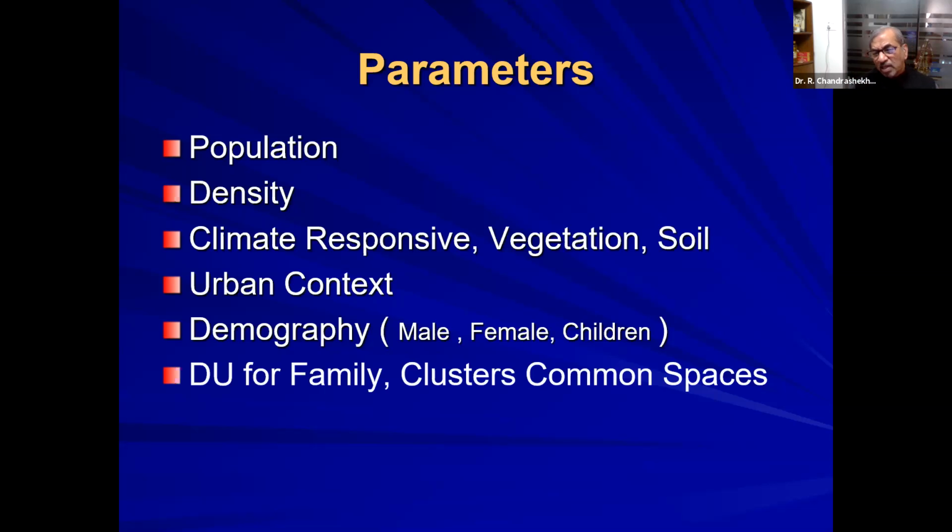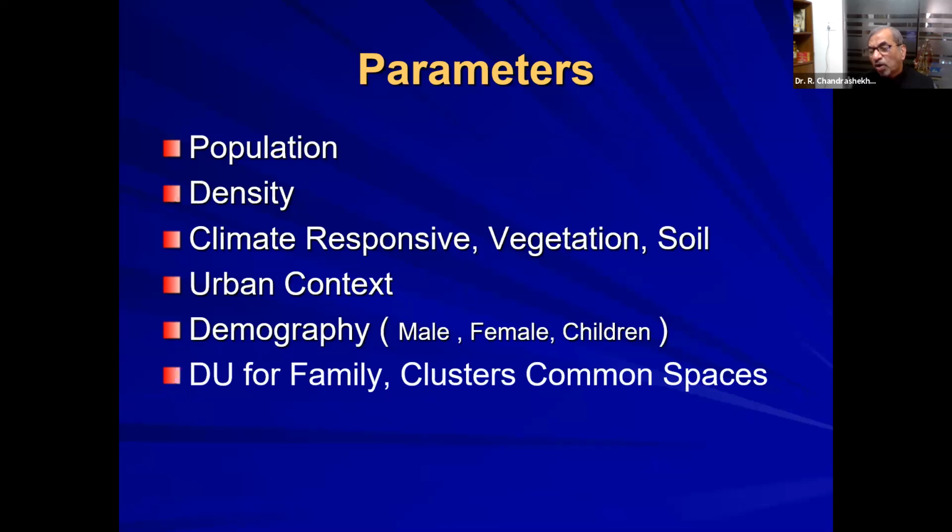And demography, you have to understand in this habitat what kind of percentage of male, female, children, or what we say dwelling unit for family. Are you making for one family, or is it going to be two families staying together? Is it going to be a dormitory? These kinds of studies, and you have to justify why it should be like this, so that we feel, yes, there has to be a mix of that.